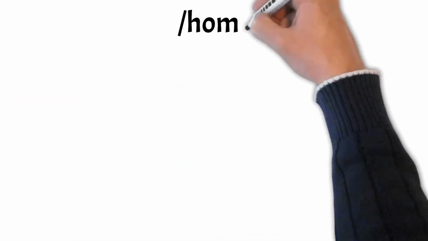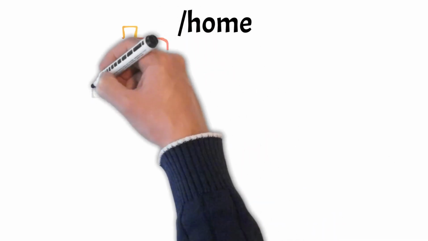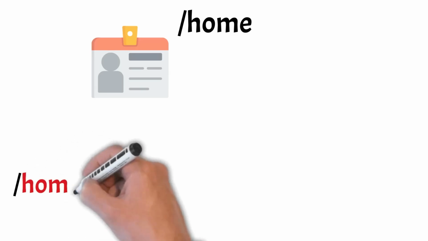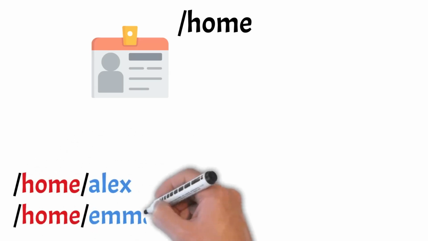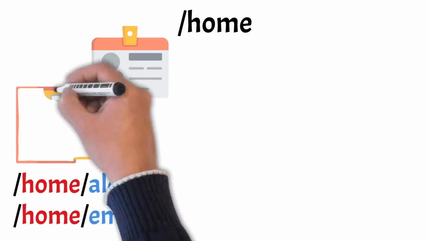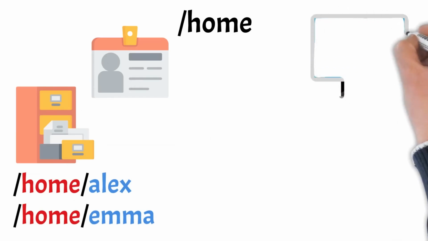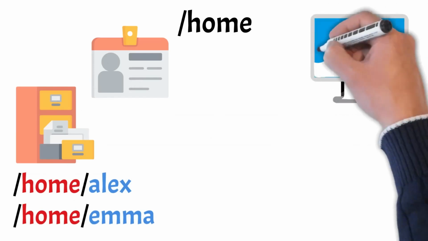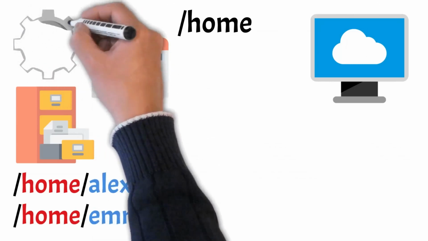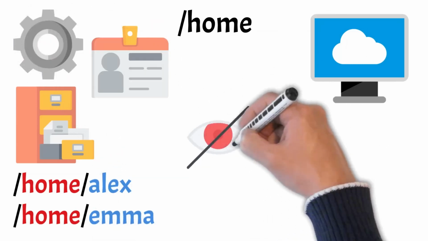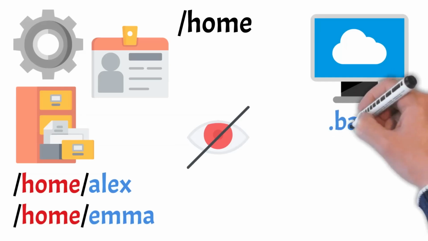Next is the home directory, the personal space for regular users. Each user has their own subdirectory here, like home/Alex or home/Emma, where they store documents, downloads, projects, and personal settings. These folders keep user data separate from system files, making backups and account management much easier. User-specific configuration files often live here too. Many are hidden by default. Hidden files in Linux usually start with a dot, like .bashrc.